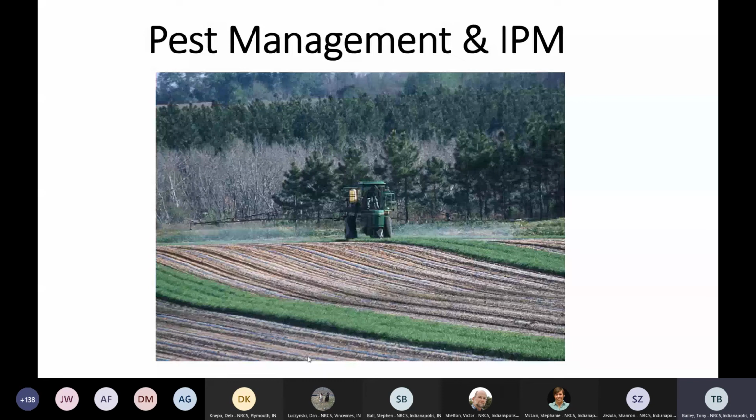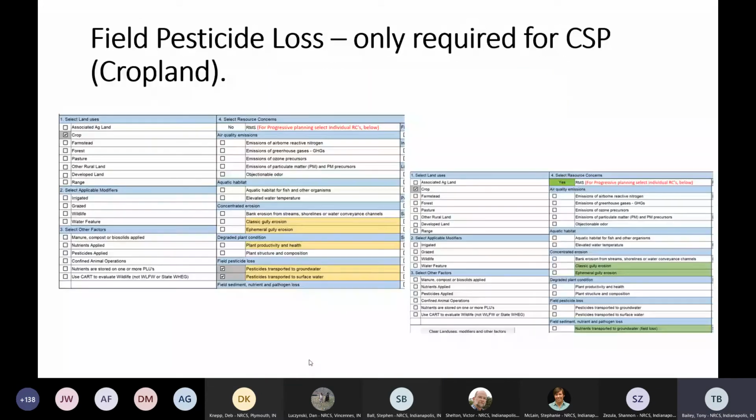All right, moving on to pest management and integrated pest management. Pesticides, various aspects of these are also assessed within CART. Talked about this previously a little bit. More challenging for us, but hopefully the questions are fairly basic in nature.